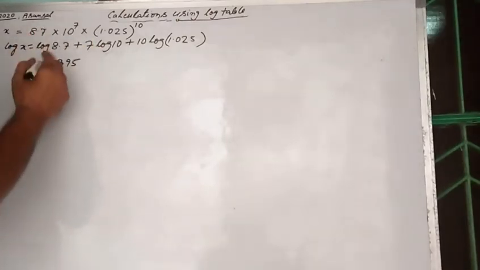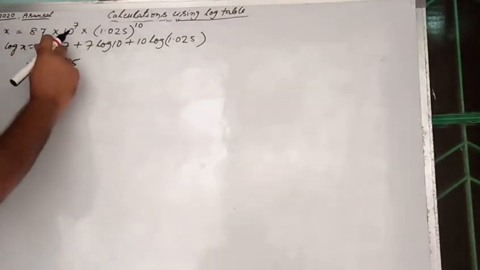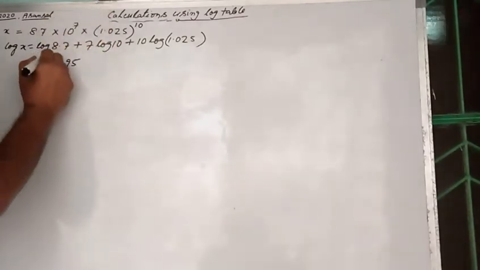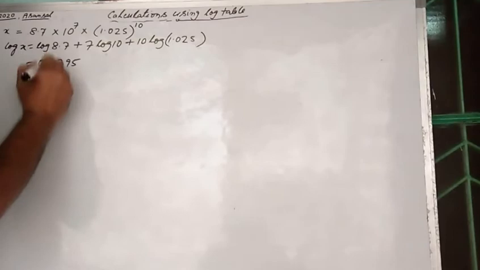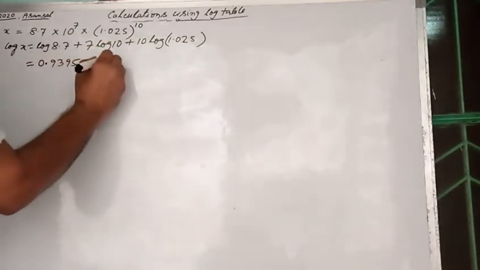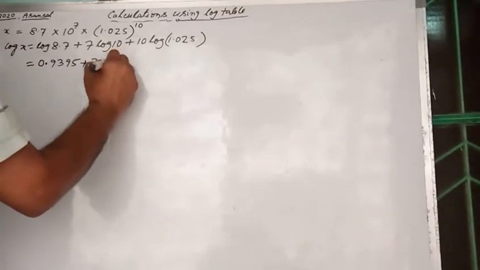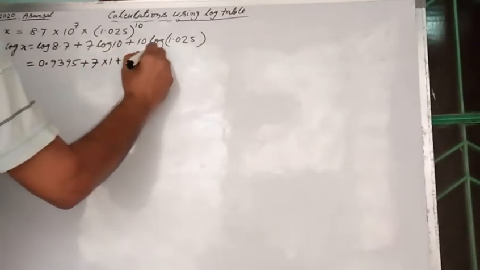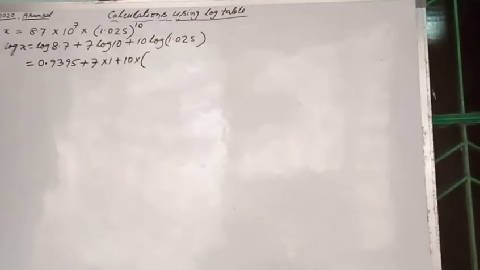So what will be the characteristic? In the standard form, 8.7 can be written as 8.7 into 10 to the power 0. That is, the characteristic is 0. So 0.9395 plus 7 into log 10. Value of log 10 is 1. Plus 10 into log of 1.025.